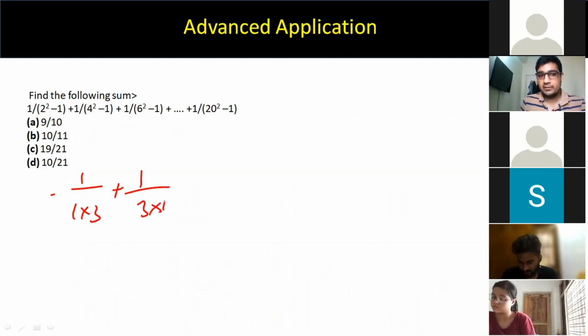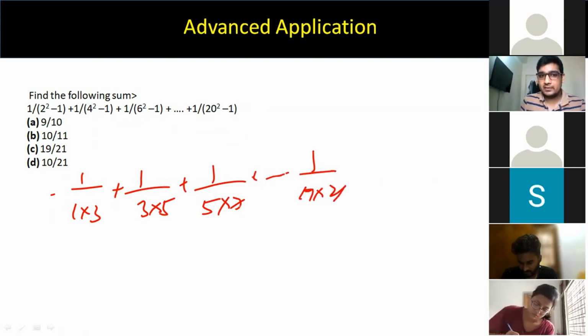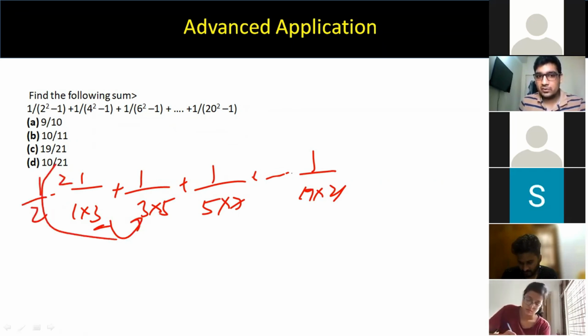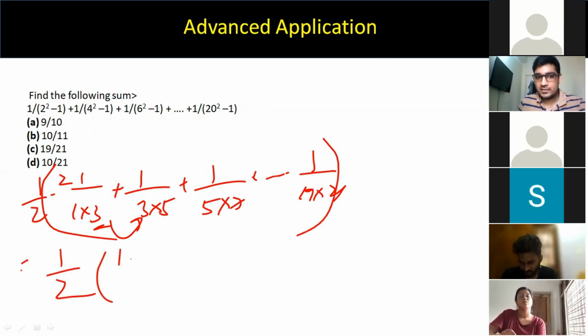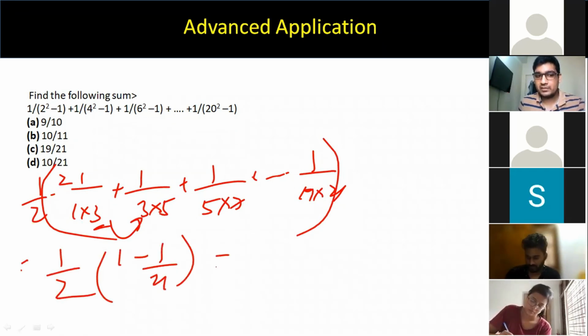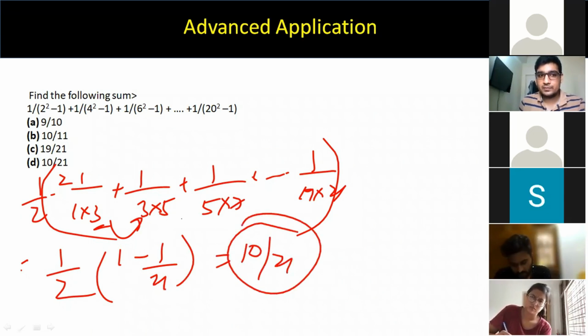This is what? 3 into 5. This is what? 5 into 7. Plus last term क्या? 1 by 19 into 21. मुझे पता है जो टर्म खत्म हो रही है वही सेकंड टर्म रिपीट हो रही है, so difference is 2. I will just multiply by 2 and divide by 2, right? Then what is this? This is nothing but 1 minus 1 by 21, so answer is 10 by 21. Here same concept, we have solved infinite questions of this variation जो काफी important होता है.